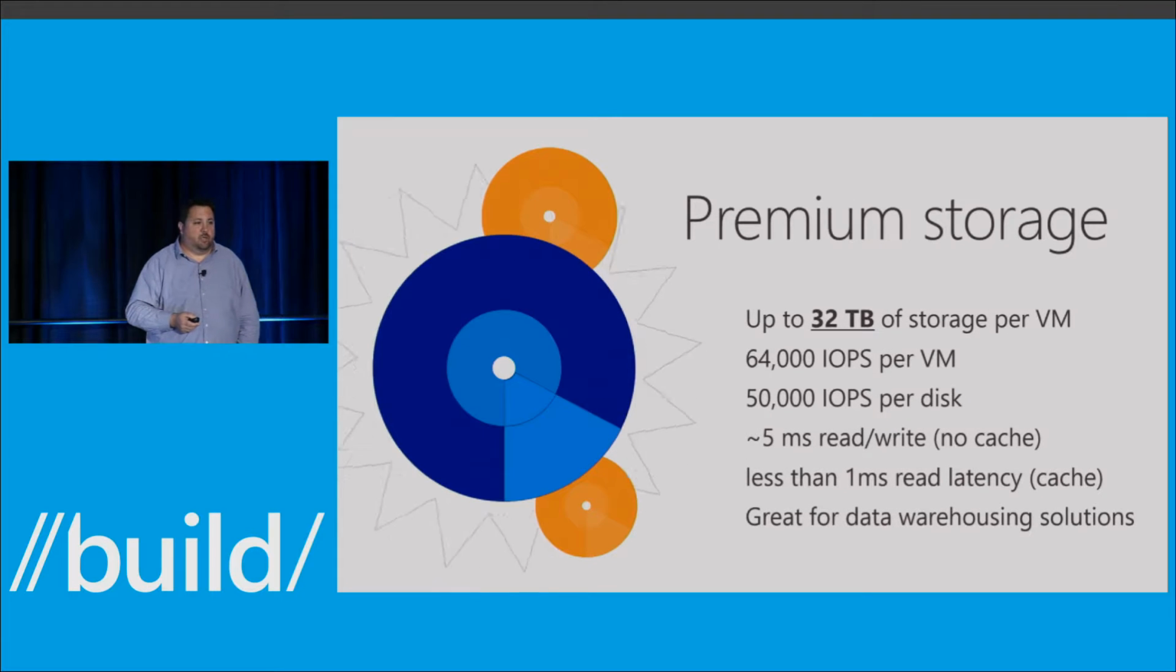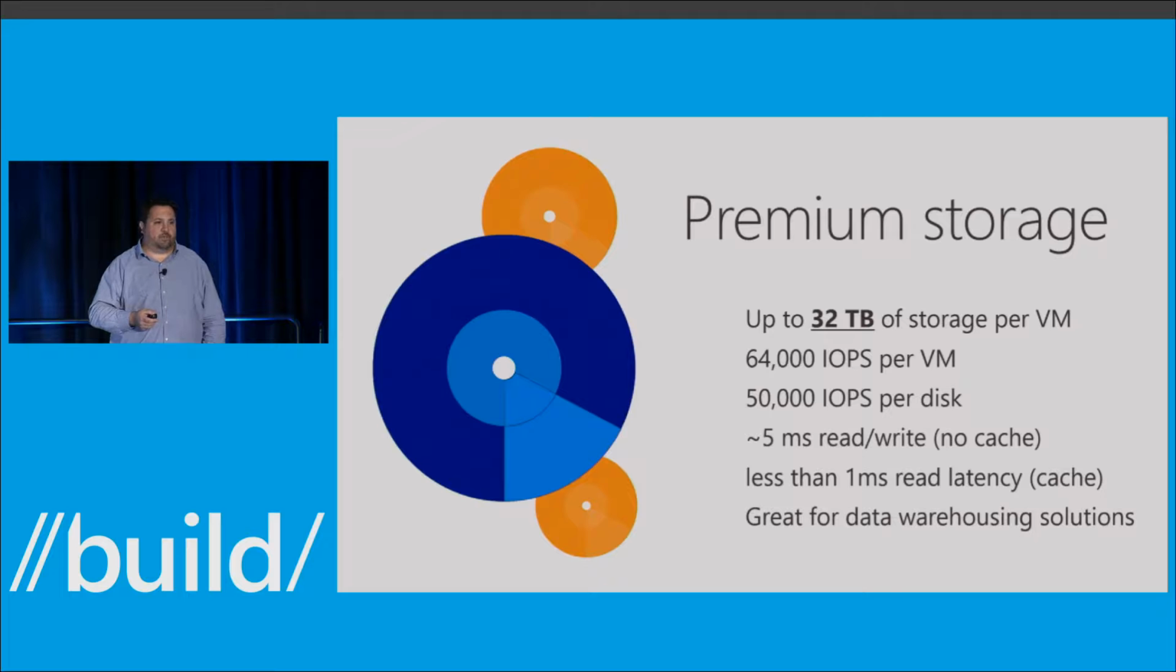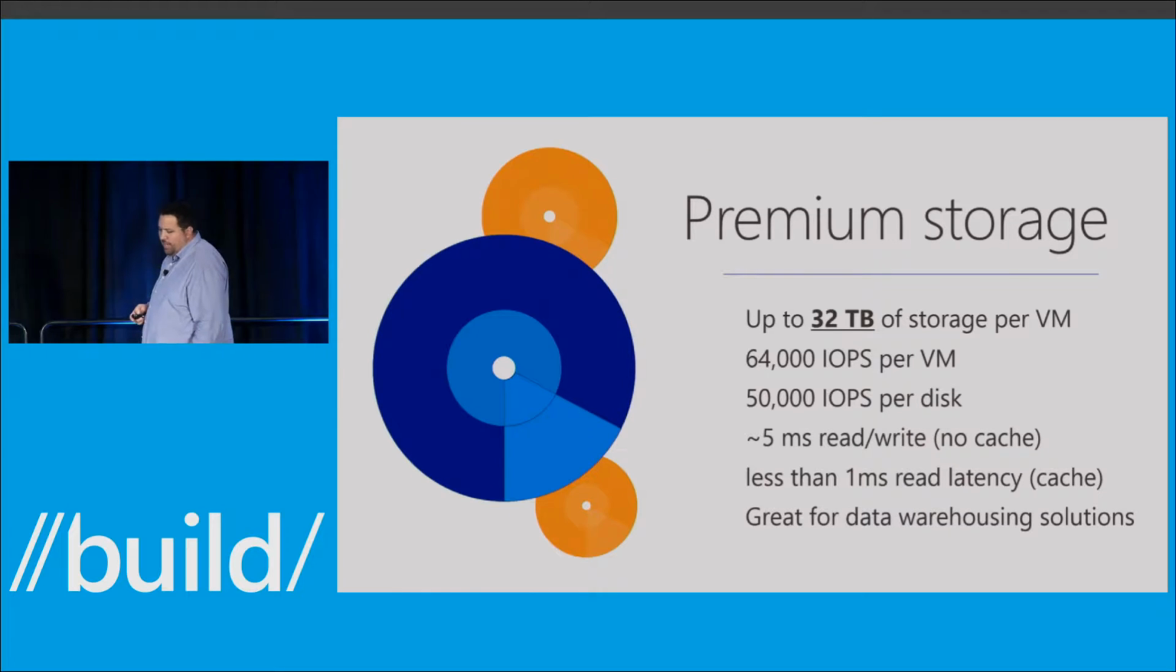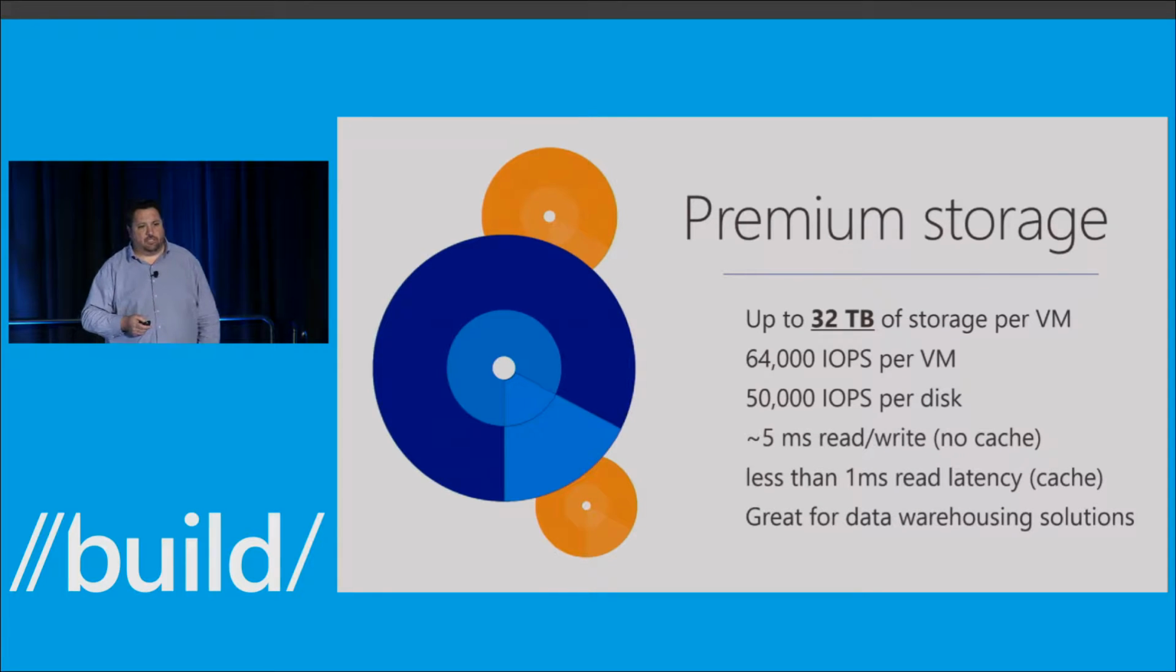And then as Corey mentioned, we've recently announced premium storage. With premium storage, you can attach up to 32 terabytes of storage per virtual machine. We're seeing over 64,000 IOPS per VM, and a single disk is seeing about 50,000 IOPS. I'll show you in the UI where you can enable and disable this, but without the cache, you're seeing about a 5 millisecond read-write time. And then with the cache, if turned on, we're less than 1 millisecond latency for read operations against the virtual machine. It's great for data warehousing solutions. If you're building applications and workloads that really require fast and scalable storage, the premium storage is the way to go.